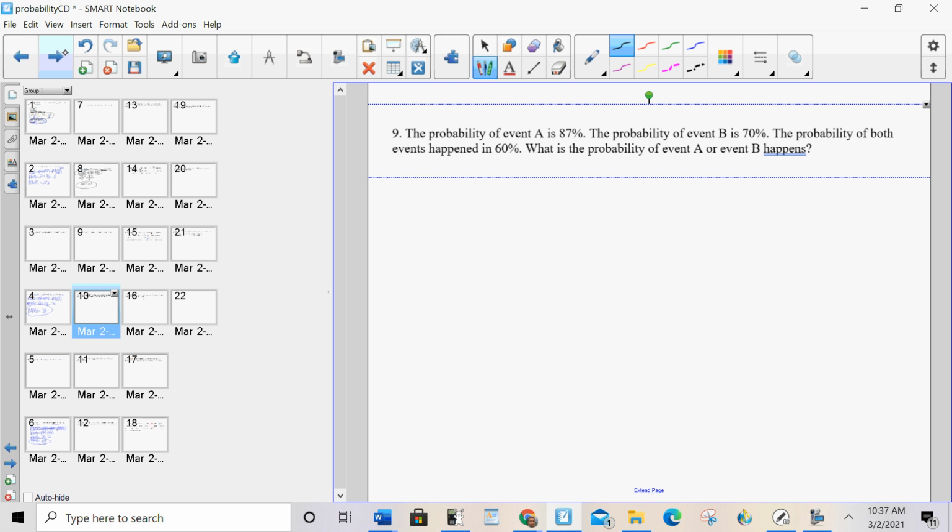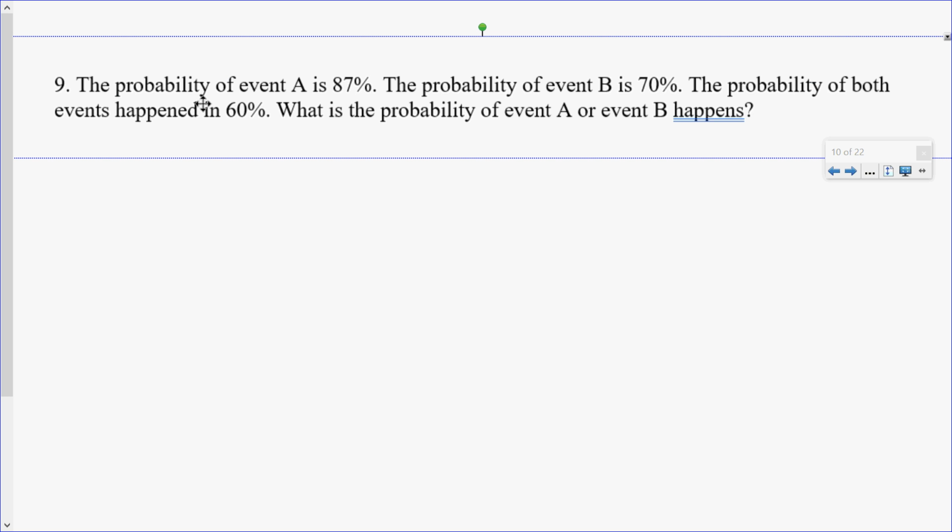So now we're going to do the same thing, but we're just going to kind of start incorporating word problems into it. The probability of event A is 87%. The probability of event B is 70%. The probability of both is 60%. What is the probability of event A or event B?